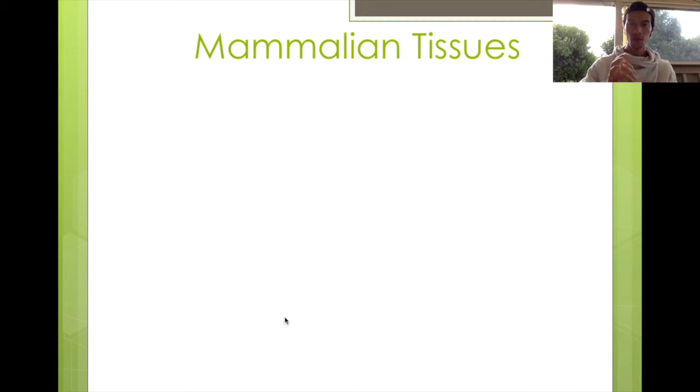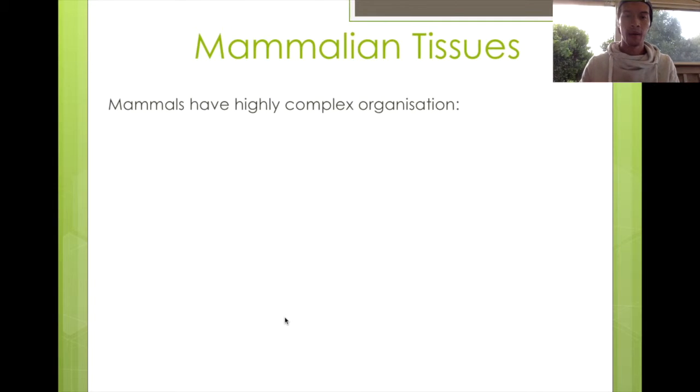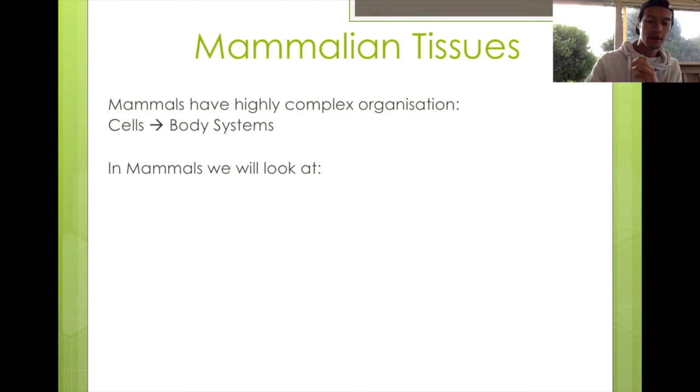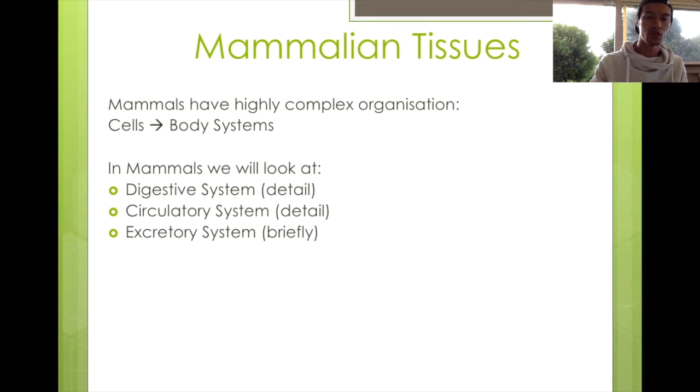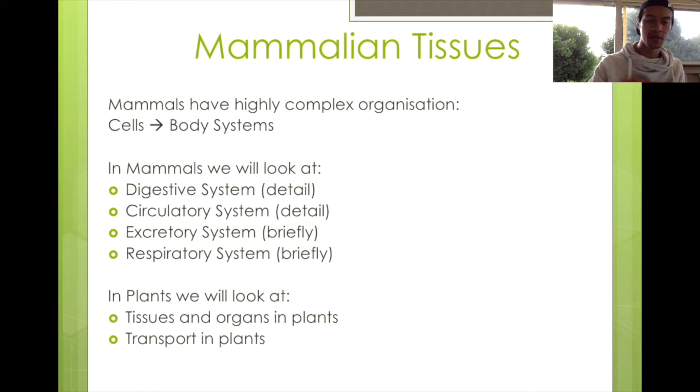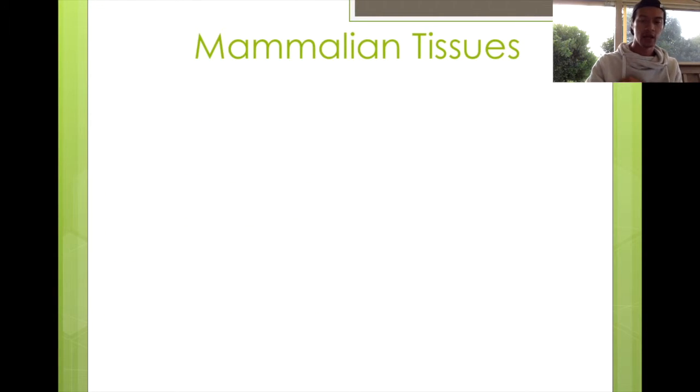Okay. When it comes to mammals, mammals have highly complex levels of organization. They have anything from the cell to the body systems. And in particular, there are four that we're going to look at: the digestive system, the circulatory system. We're going to briefly look at the excretory and the respiratory system. Okay. We're going to look at plants as well, very briefly. We're going to look at tissues and organs in plants, and then also how plants are transported.